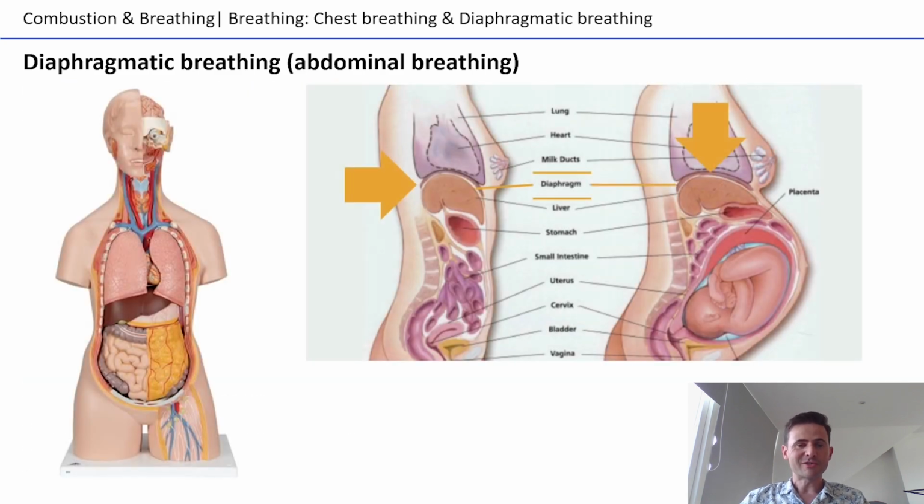And this is also why pregnant women might feel short of breath towards the end of the pregnancy. During diaphragmatic breathing, your intestines get pushed outwards to make space for the diaphragm to move downwards. But in late pregnancy, there's less space left because of the baby, so the diaphragm can't move down easily, making breathing harder.